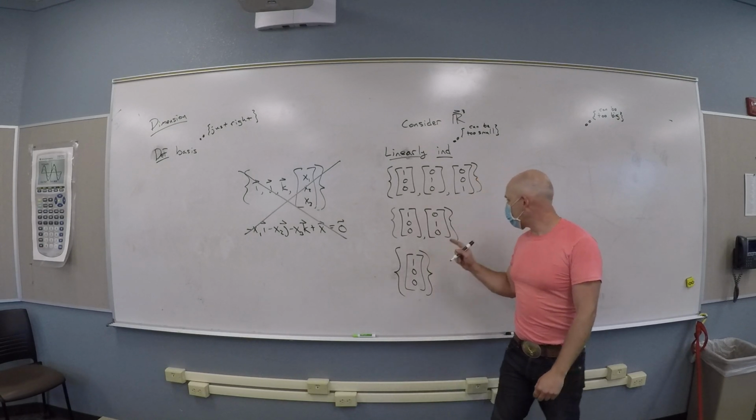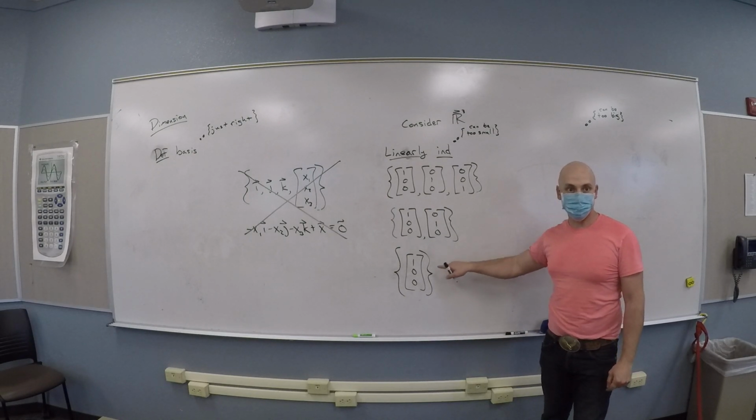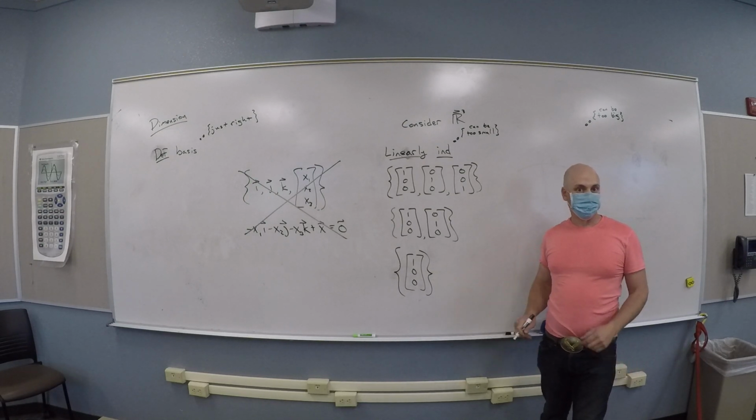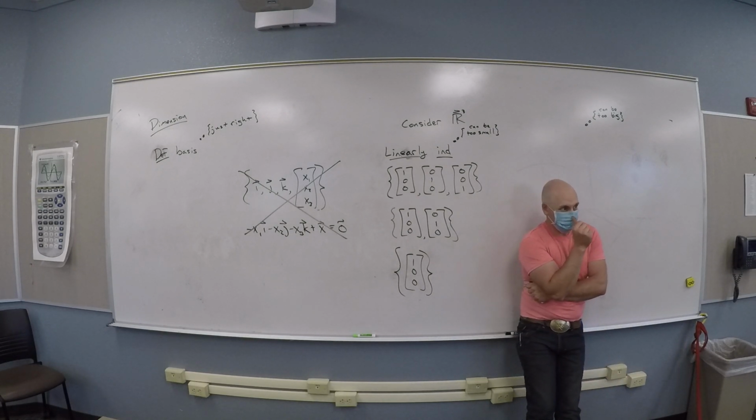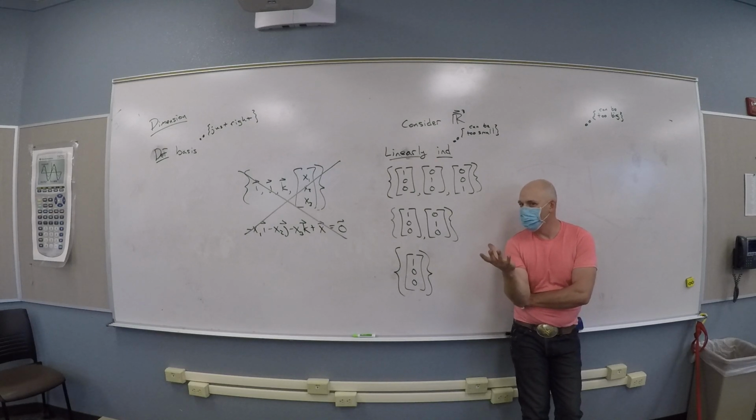So why is it that these don't feel like they're enough for R3? You guys were hitting on this a little bit earlier. So why don't these feel like they're enough? There's a row full of zeros. Where is there a row full of zeros? We talked about this a couple of weeks ago.